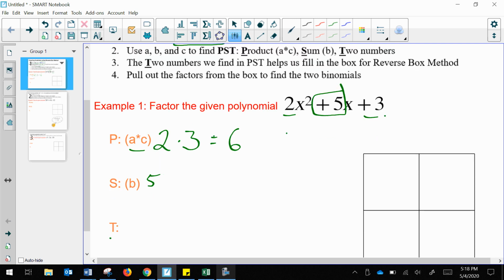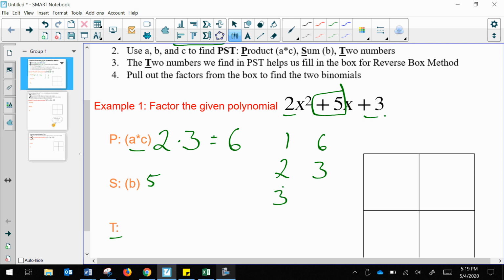Now we want to find two numbers that when I multiply give me 6, and when I add together give me 5. So a surefire way of doing this, although it can be tedious at times, is listing out all my factors for 6. So I'm looking for two numbers that multiply to give me positive 6 and add to give me 5. If I list out my factors, we always start with 1. 1 times 6 would give me 6. Then let's go to 2. 2 times 3 would give me 6.